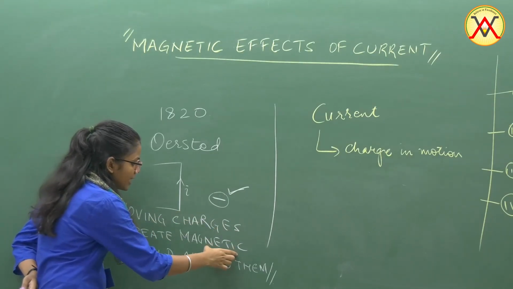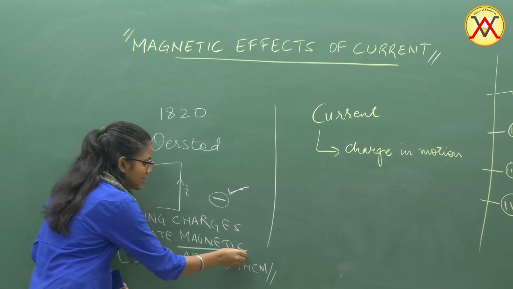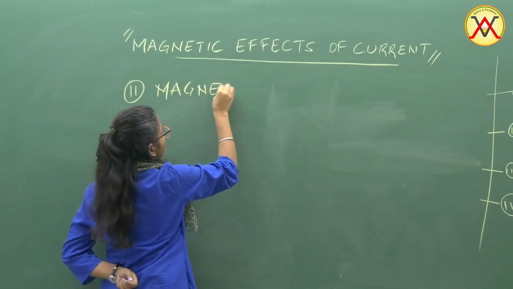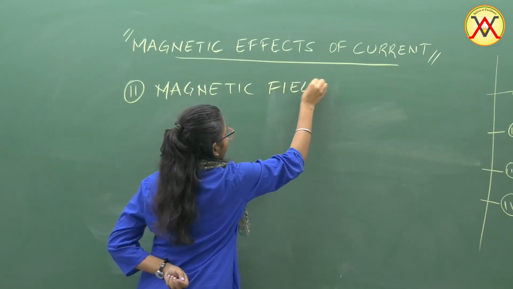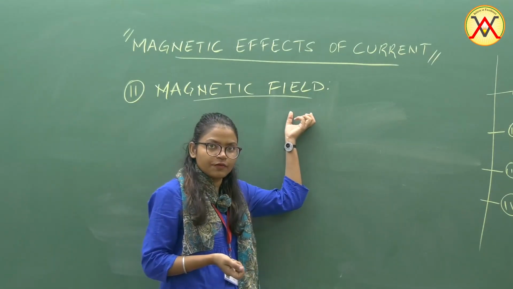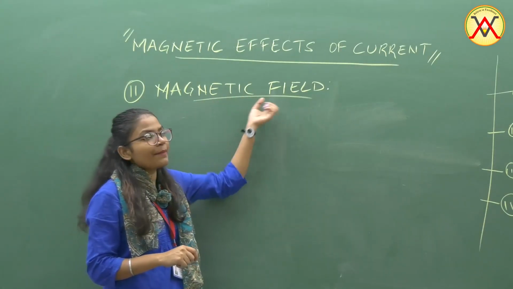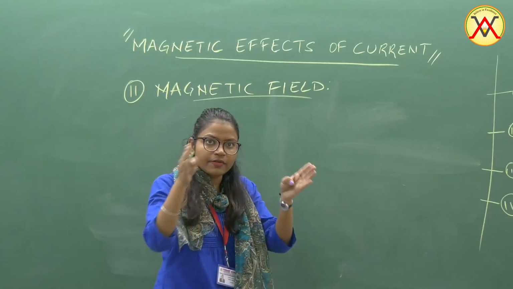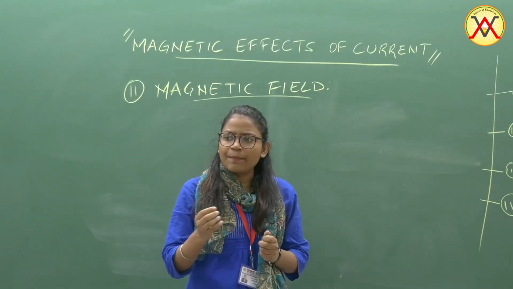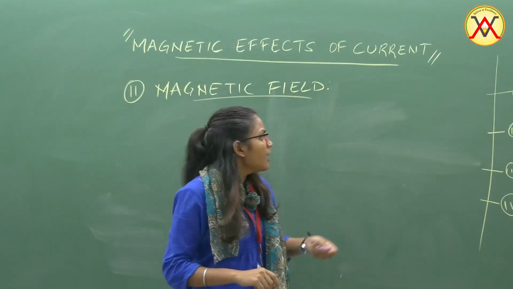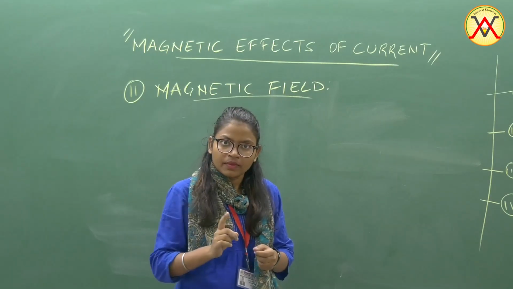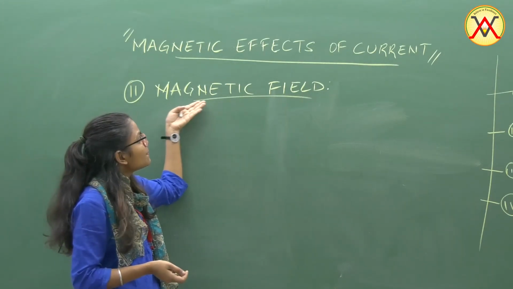Since these moving charges are creating magnetic field, let us first see what a magnetic field is. Just as we have discussed in electricity the concept of electric field, similar to that concept we have our magnetic field. So magnetic field would be any region or space around any magnetic source in which any magnetic material, for example iron nails or cobalt pins, when kept inside that field, would experience a magnetic force. That region or space is known as magnetic field.